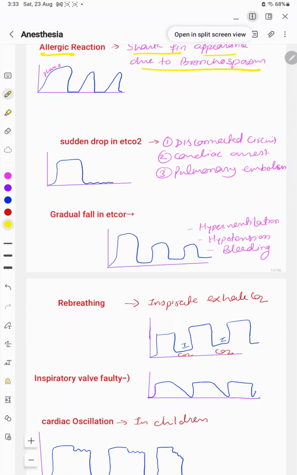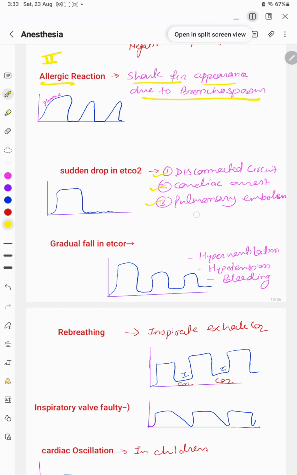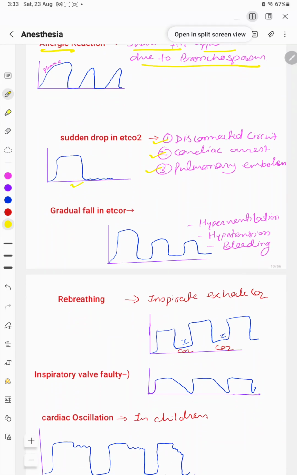Okay. And sudden drop in EtCO2, like they ask a question, what is the cause of sudden drop in EtCO2, or they can give you a case scenario. In that case, first cause is disconnected circuit, second is cardiac arrest, third is pulmonary embolism. These are the causes, and you can see the capnograph like this.